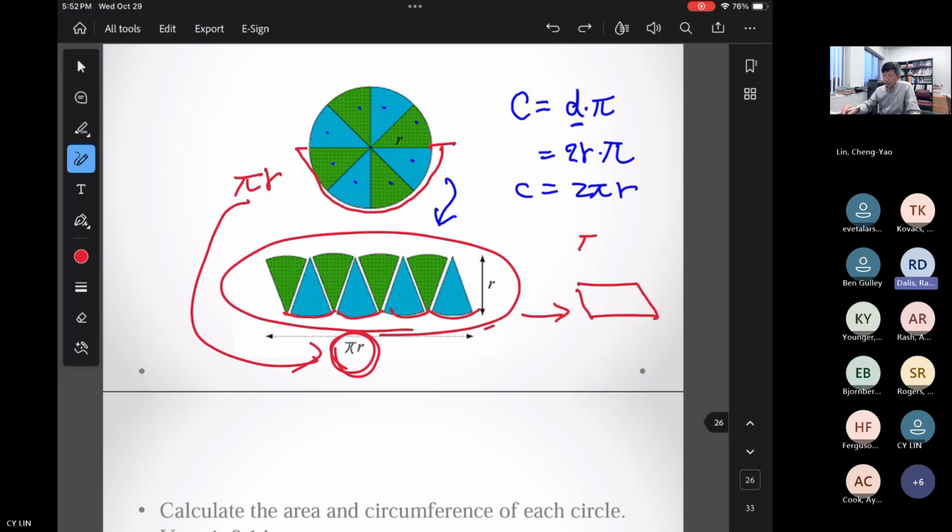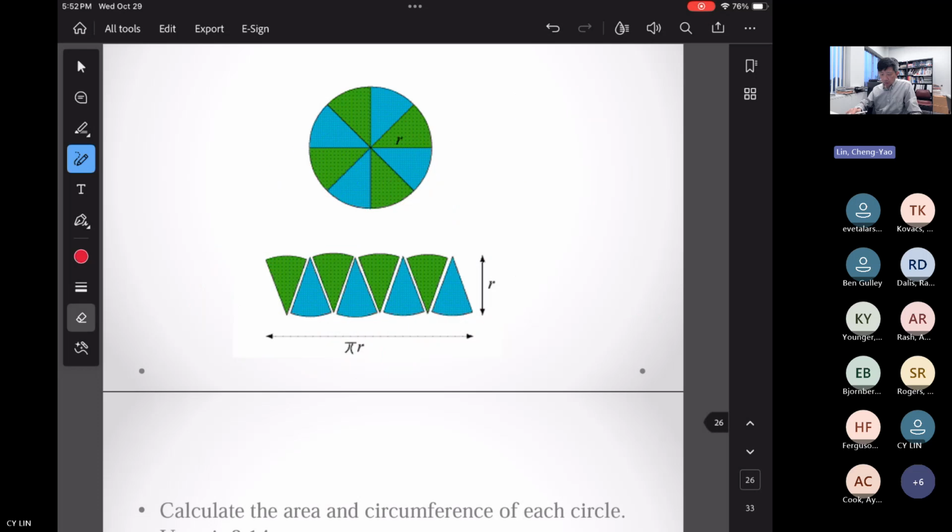Yeah, that's true. Because right now we only cut how many pieces are there? We only cut 8 pieces, and then there's only 4 pieces underneath, right? But if we cut infinity, the more you cut, the line will be more straight line. Is that right?